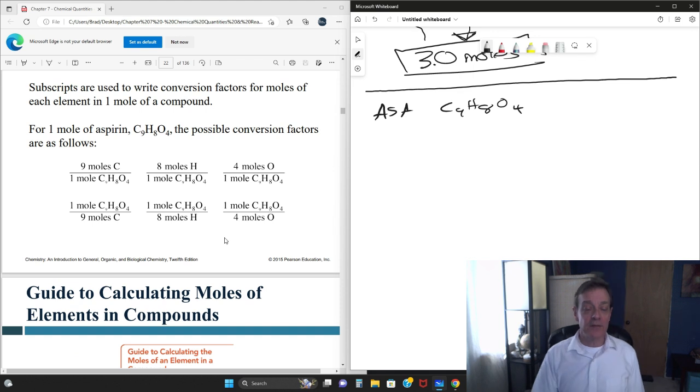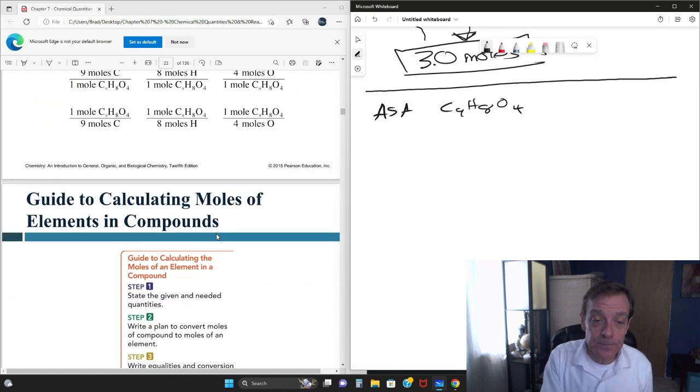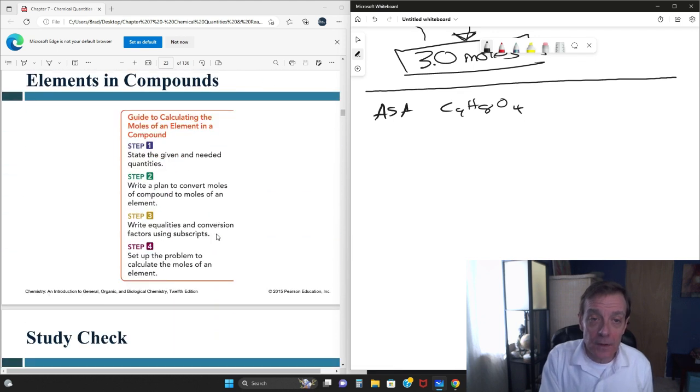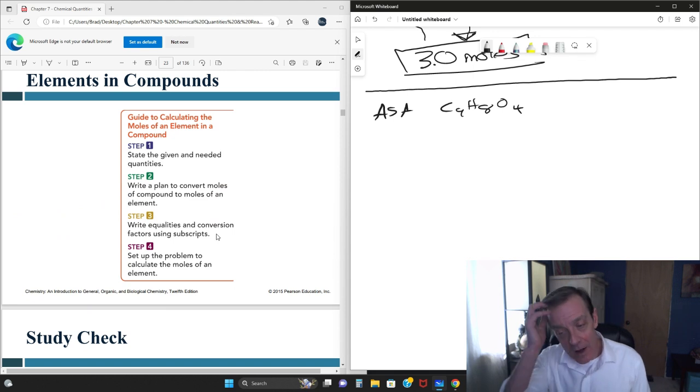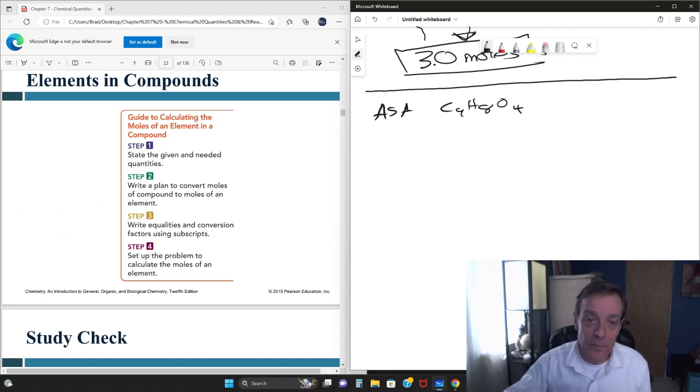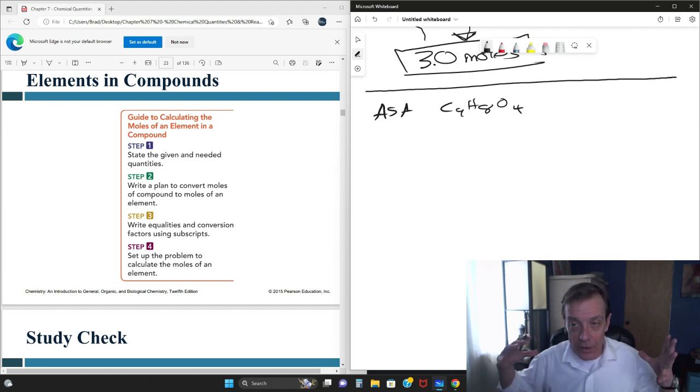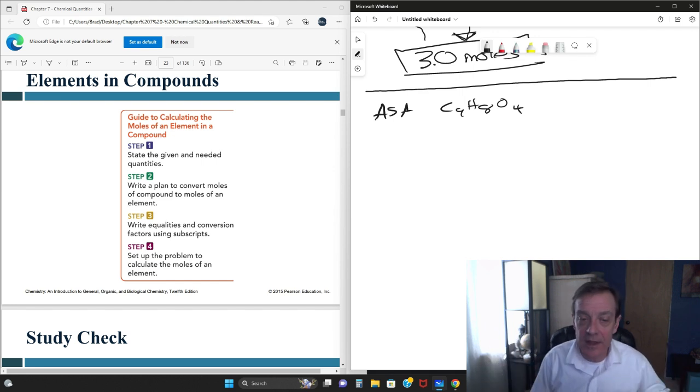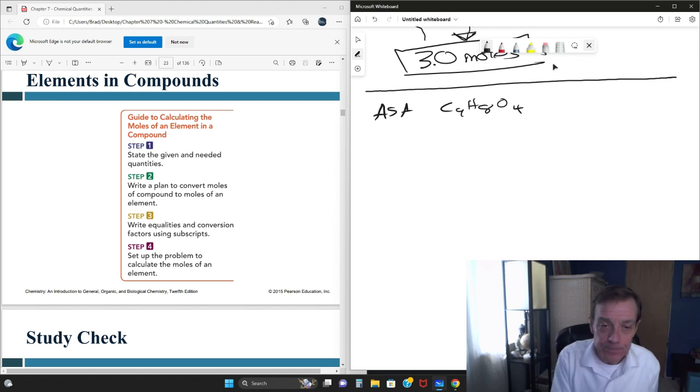Okay, so that gives us some built-in conversion factors for the number of moles as well as Avogadro's number in there. So if you're given a compound, I'm going to follow the same thing. We're going to write down what's needed, set up a plan for the conversion, and then run the calculation.